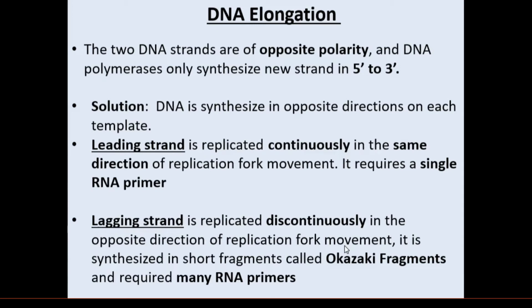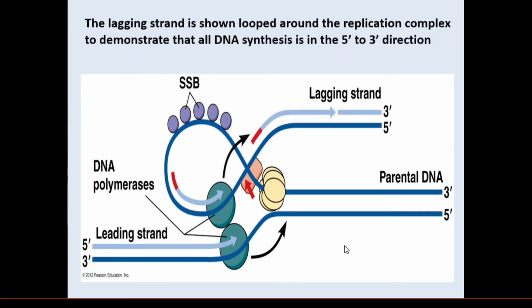This figure shows that the lagging strand is looped around the replication complex to demonstrate that all DNA synthesis is in the 5' to 3' direction. So, through this looping of the lagging strand, the problem is solved and DNA polymerase synthesizes both strands in the 5' to 3' direction.